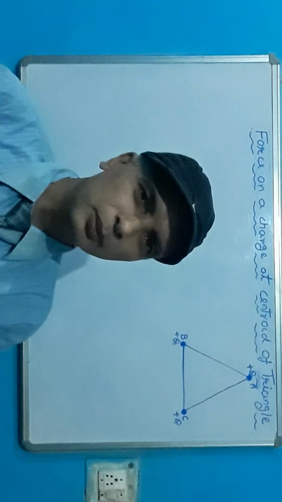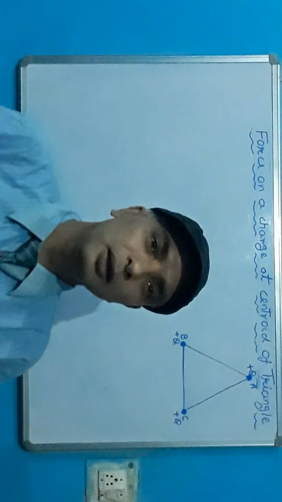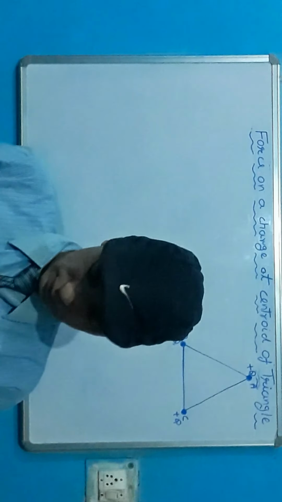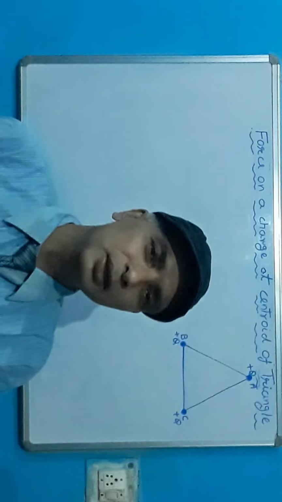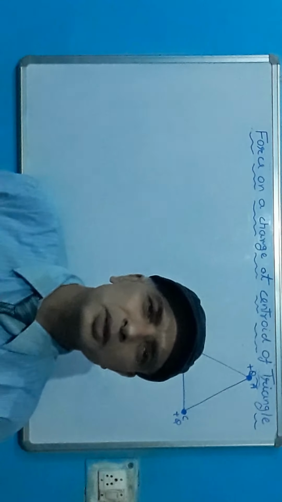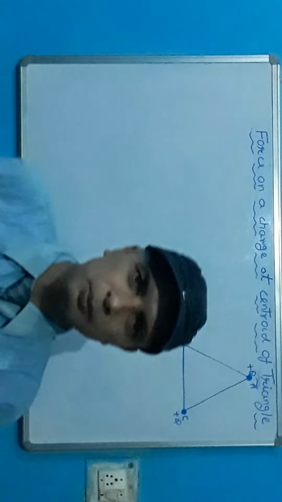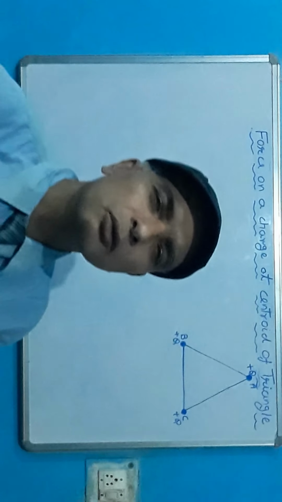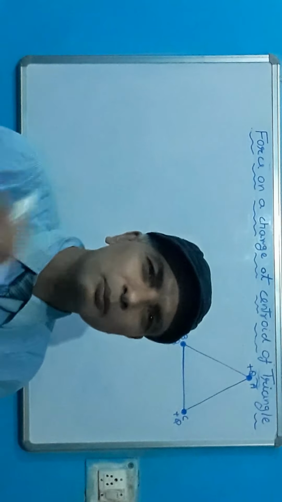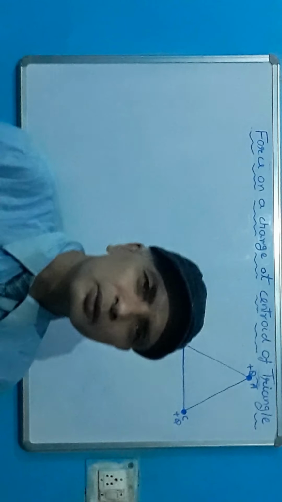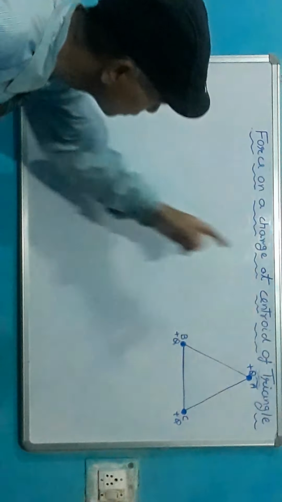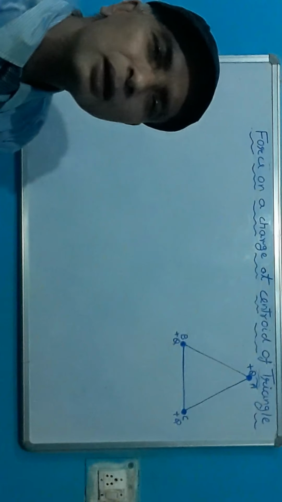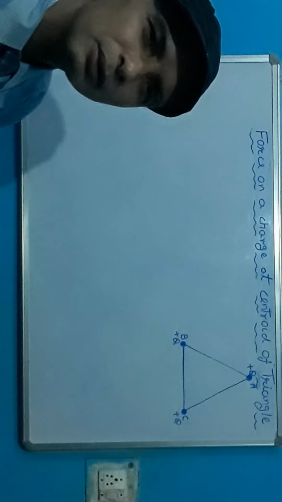Today I am going to discuss a very important topic in 12th class CBSE physics, and that topic is the application of superposition principle, that is, how we can use the superposition principle to solve some numerical problems. One problem I am going to discuss with you is the force on a charge at the centroid of a triangle. Okay, we are going to discuss it.